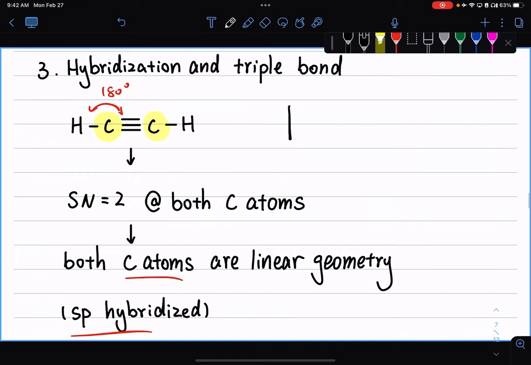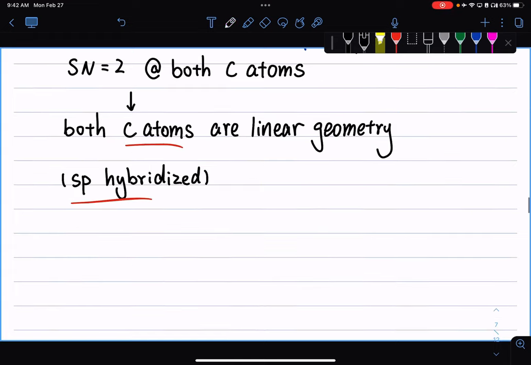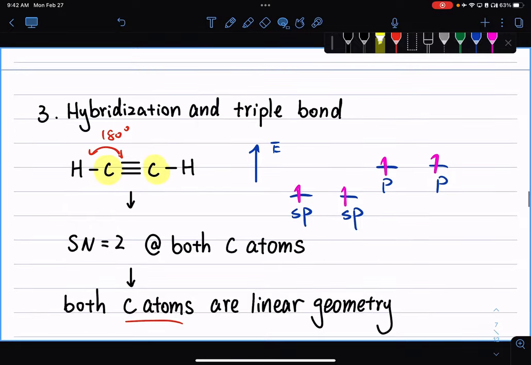So if we draw the energy level diagram, both of your carbons have the sp hybridized atomic orbitals and two lone p atomic orbitals. Remember, you have two sp because it only contains one s and one p. And all of them are singly occupied, ready to make chemical bonds. So what does the chemical bond now look like? What we're thinking about is, again, let me just copy that down.